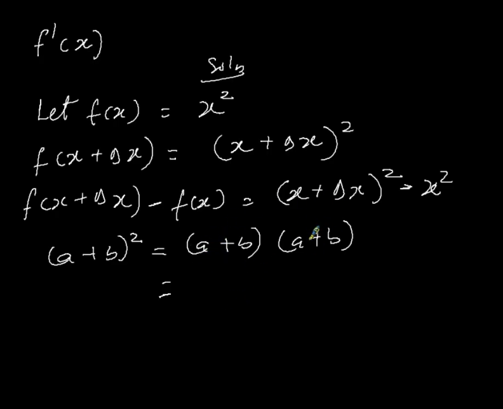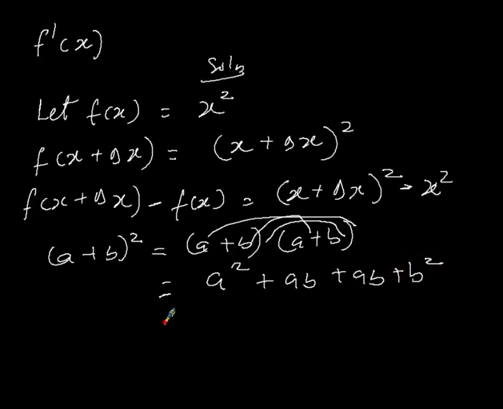So it's going to be a times a, this a times this a will give us a squared, and a times b will give us ab. Then the next one, you do b times a will give us ab, and b times b should give us b squared. Now if we simplify this further, we should have a squared plus ab plus ab, of course, is 2ab, plus b squared. So that's how you expand this.